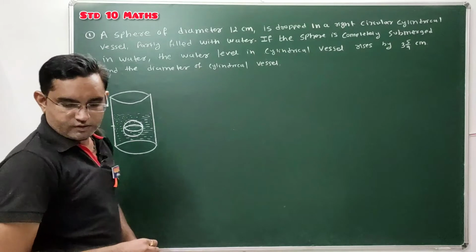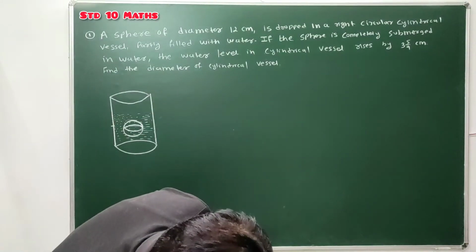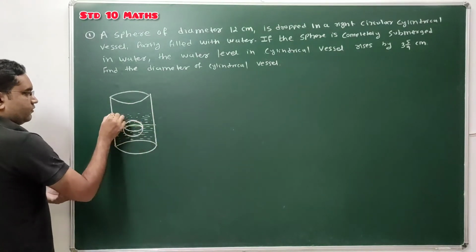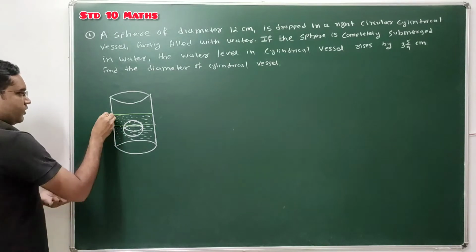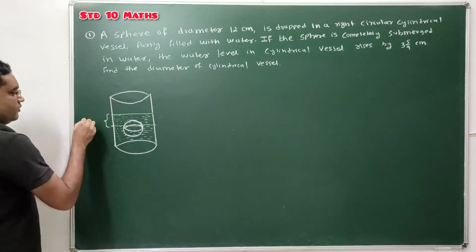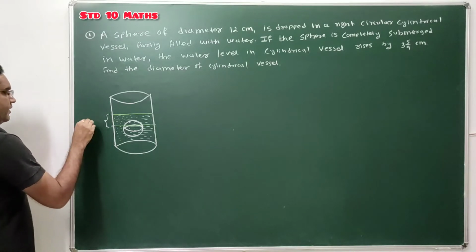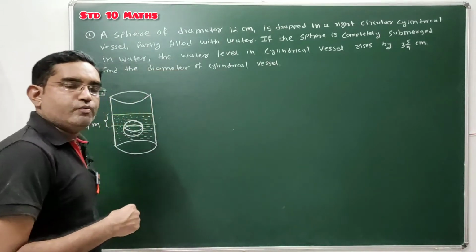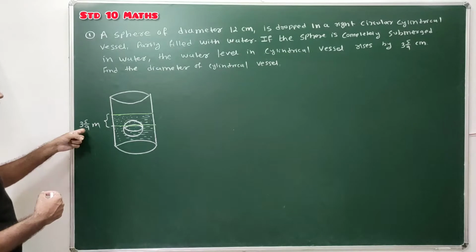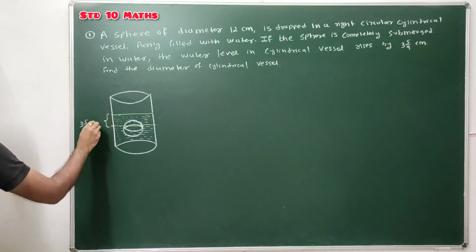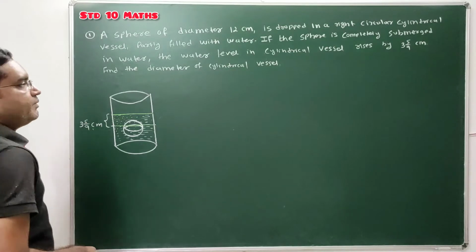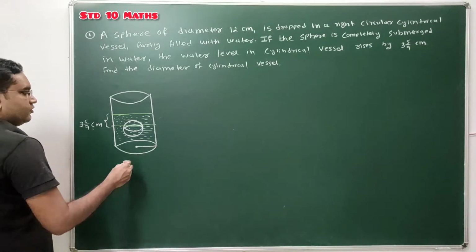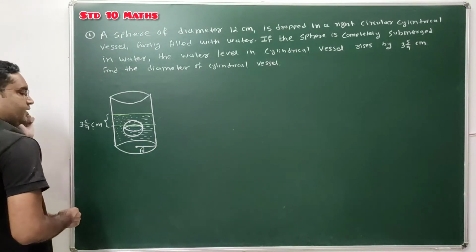So there is an increase in water level. For example, these are the different water levels. The initial water level is this one, and now the water level is increased up to this one. The increase in water level is given as 3 integer 5/9 centimeter. If the sphere is completely submerged in the water of the cylinder, the water level increases by 3 5/9 centimeter. Find the diameter of the cylindrical vessel. We have to find the radius of this cylindrical vessel.